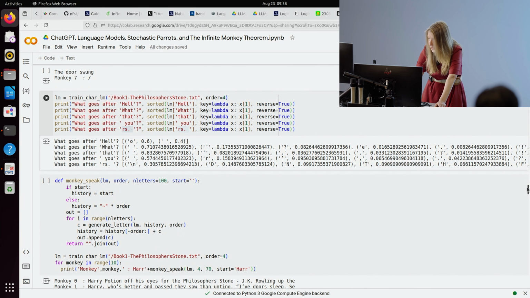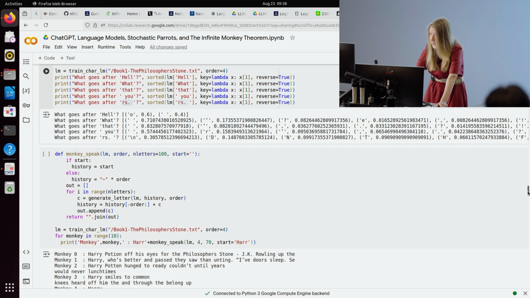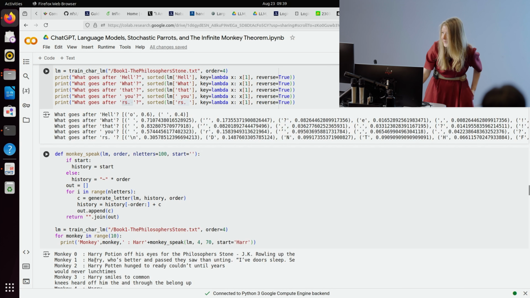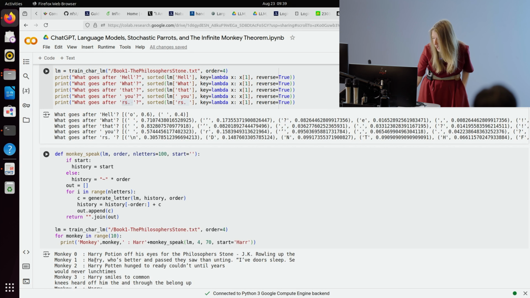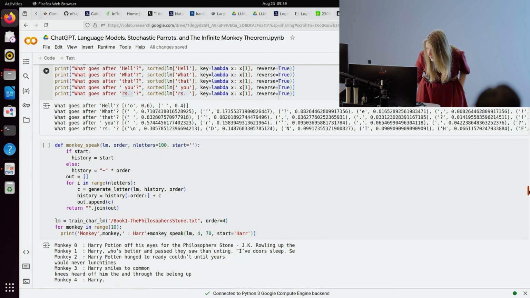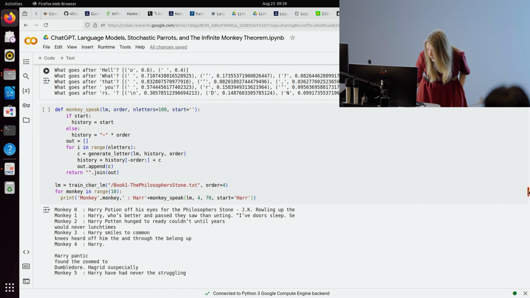Now let's try to generate a continuation of something that starts with Harry, where the order of the model is four. So we provide the initial four characters and then ask the model to generate the rest. We ask the model to generate 70 characters. So this is the order of model of four. We have the first one, Harry portion of his eyes for the philosopher's stone. The next one, Harry, who is better and past, they saw the hunting. Not sure what it means. Harry Potter hanged something. Harry's mouth to common. And the next one, Harry, and then Hagrid, Harry have had never the struggling. So it doesn't make sense at all, right?